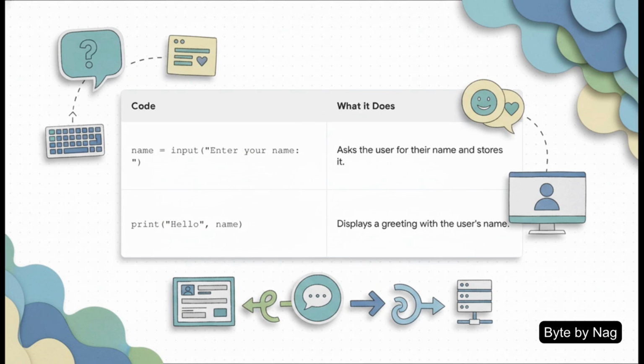That input function basically pauses the program, puts a message on the screen, and just waits for the user to type something and hit enter. Whatever they type gets stored right into our name variable, our box. Then the print function takes over and displays a message back to them. This simple little exchange is the heart of every single form, login page, or chatbot out there.